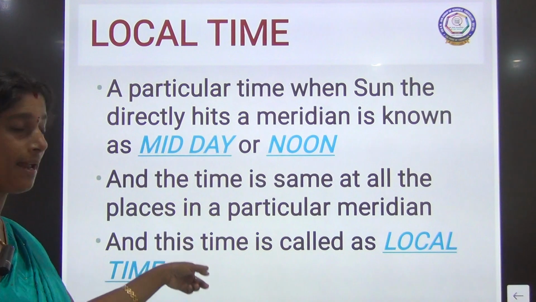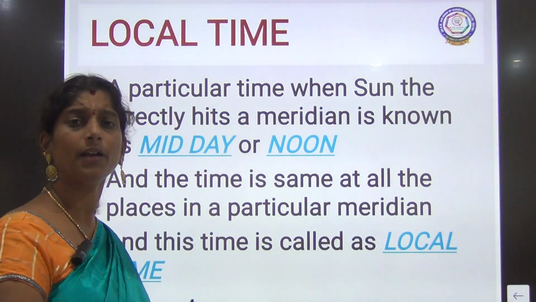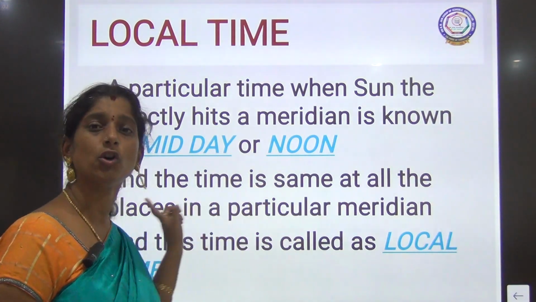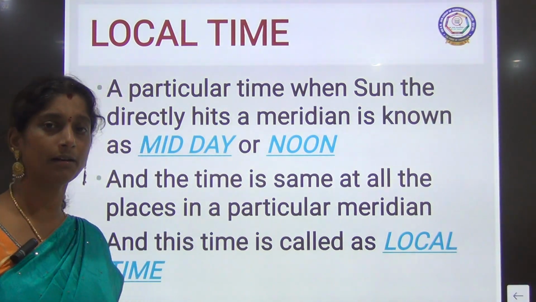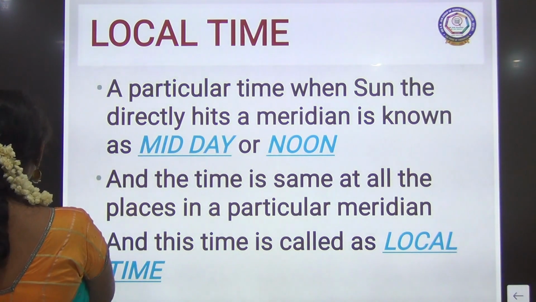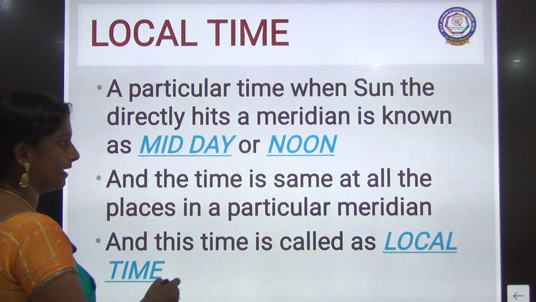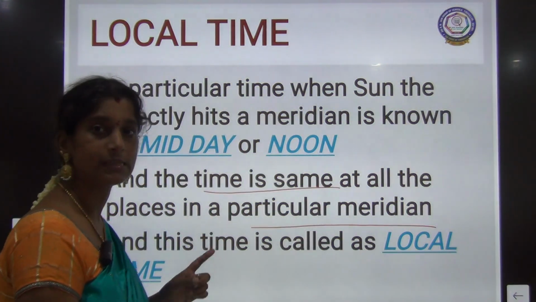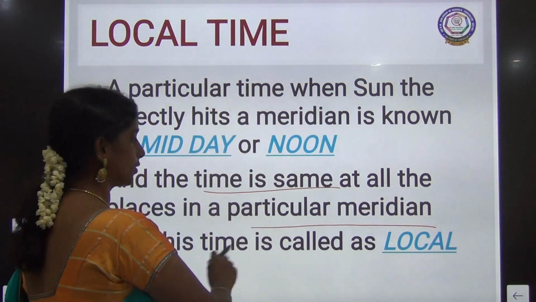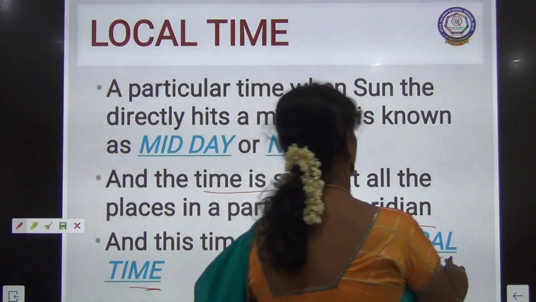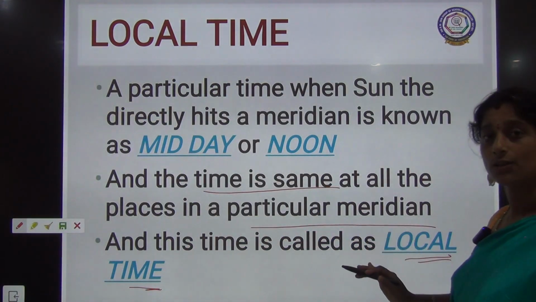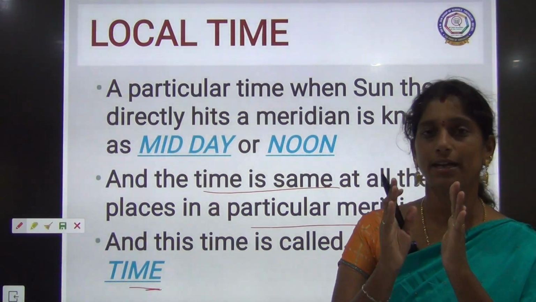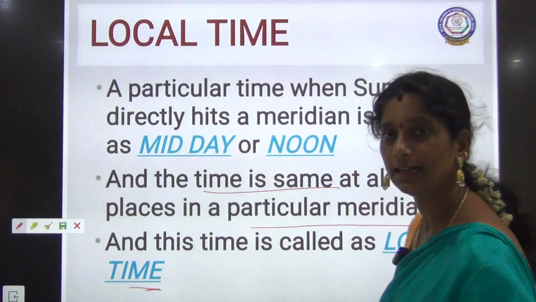At the same time, in a particular meridian, the time is the same at all the places. This is the first thing, and that time is called local time. Clear? So that is all about local time. The time that is prevalent in a particular meridian is called local time. Clear?